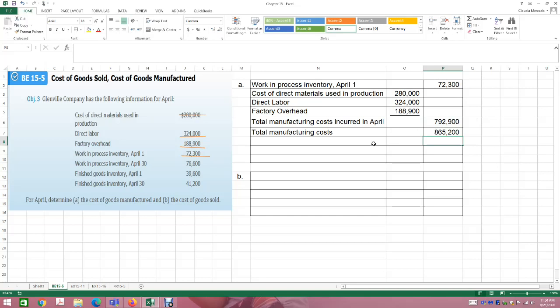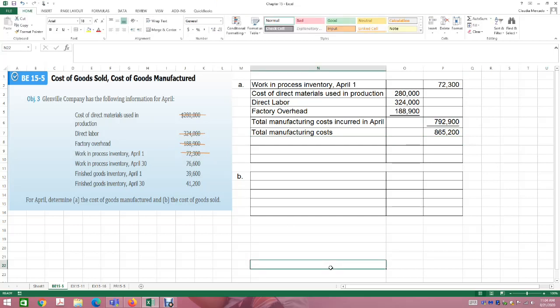Now, did we finish manufacturing everything that we started working on? Okay, that is the question. Did we finish manufacturing what we started in April? Well, let me go back. Did we finish manufacturing everything that we had started before April? Because this is our beginning work in process inventory. This is what we started last period. And then this is what we put into production in April, this period.